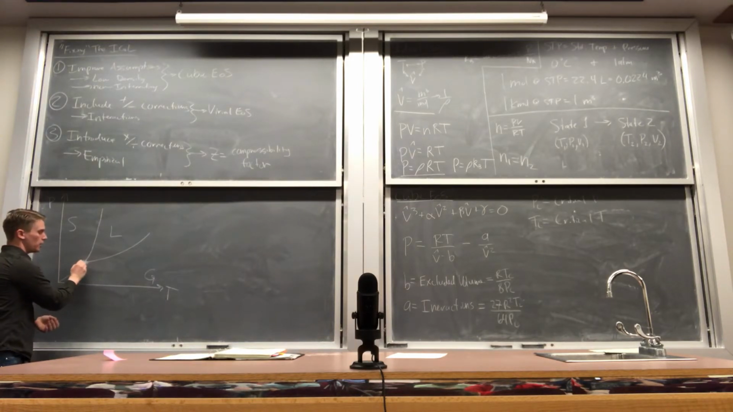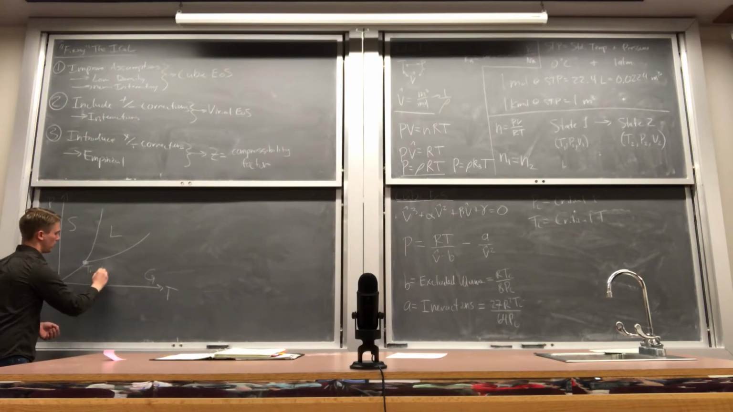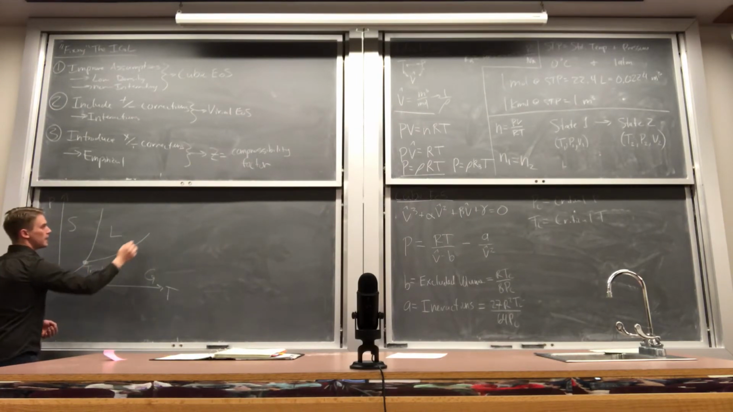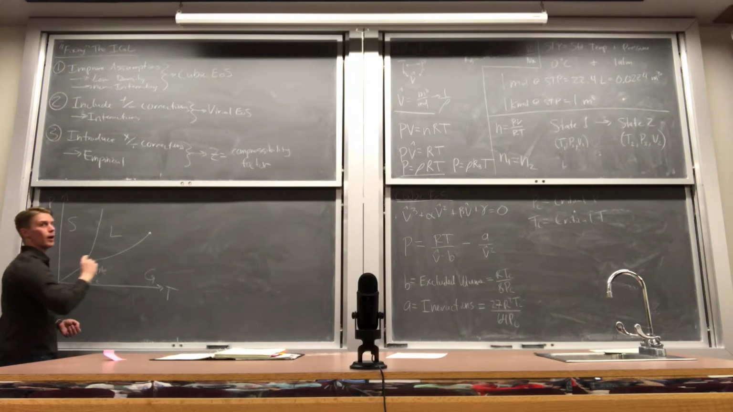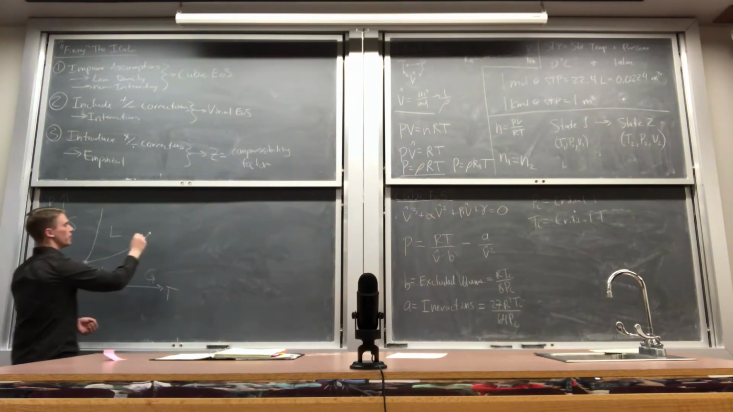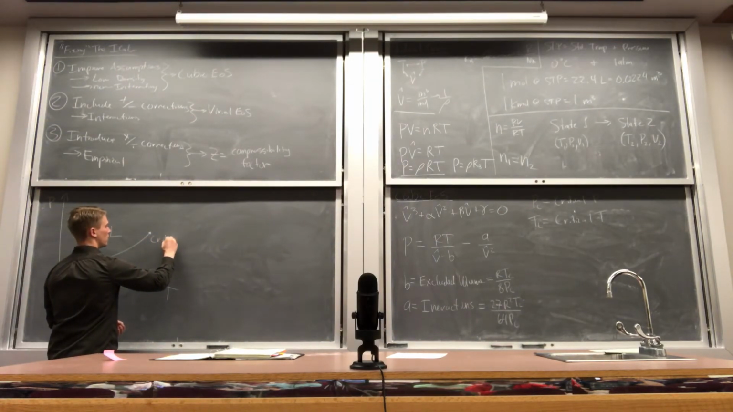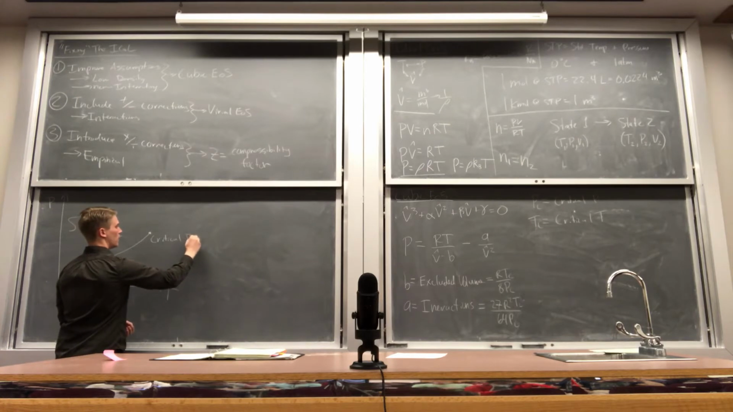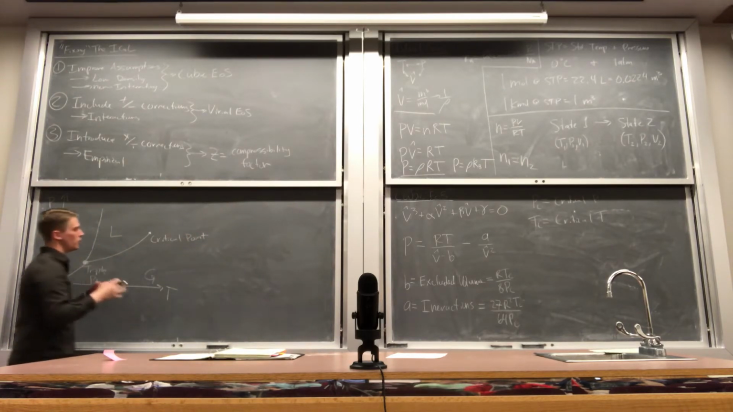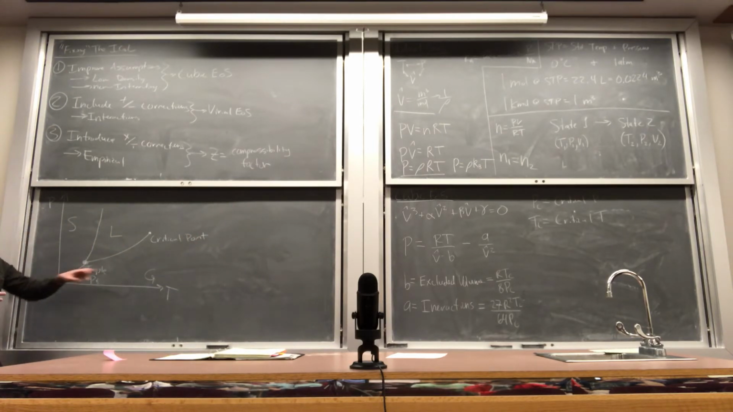This point right here is called what? Triple point. This point right here is called what? Critical point. This is the critical point. So one notion with the critical point is that you can transition from a gas to a liquid or a liquid to a gas without actually undergoing a phase transition. So if I go from a liquid to a gas, what happens to my liquid? Evaporates.